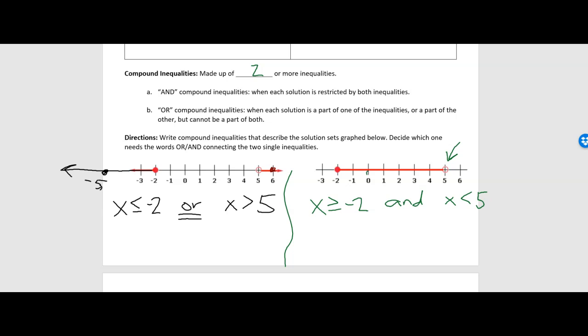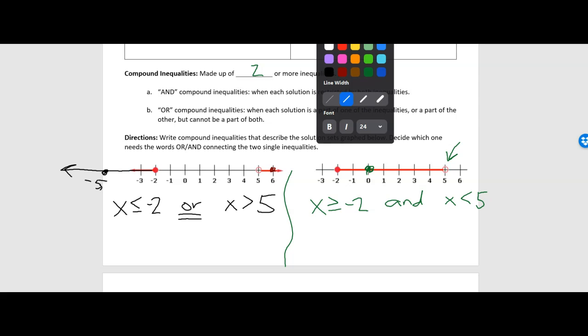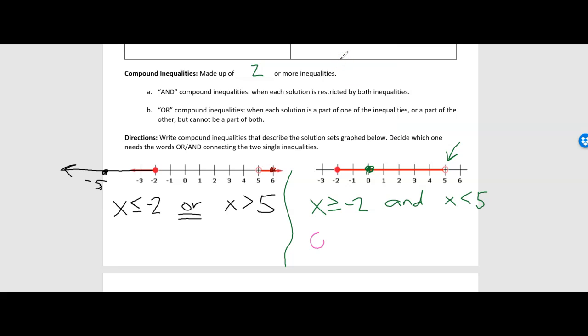Now let's pick a point somewhere here. Let's pick the point 0. We know that that is a solution because that is one of the points that's graphed. Now, does 0 fit both of these inequalities or just one of them? Well, let's test. 0 is greater than or equal to negative 2. Well, that's true, right? And is 0 less than 5? Well, this one's true as well. This is what makes this an and inequality, because our solutions work for both.